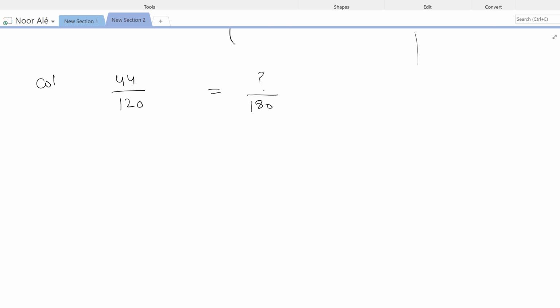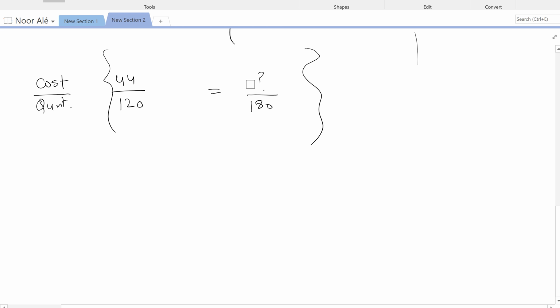Not always. You can do either way. It doesn't matter. So cost I'm writing on the top, and the quantity is at the bottom, and so we have that relation. So this cost over that, those objects are same. So the rate of change is going to be the same. So 44 out of 120 is same as this question mark out of 180.